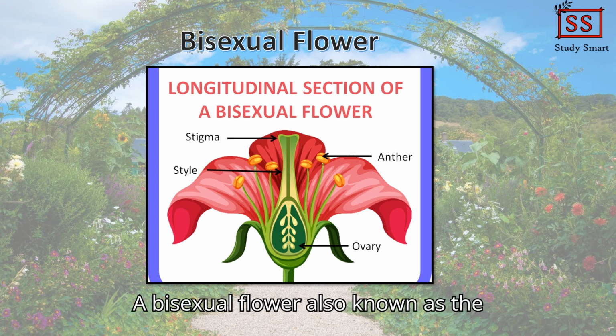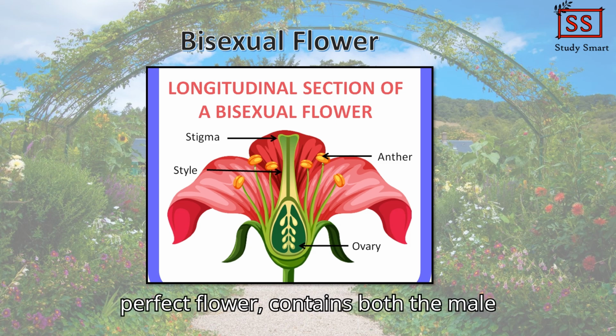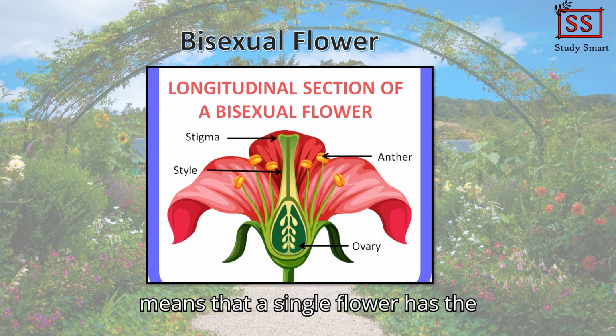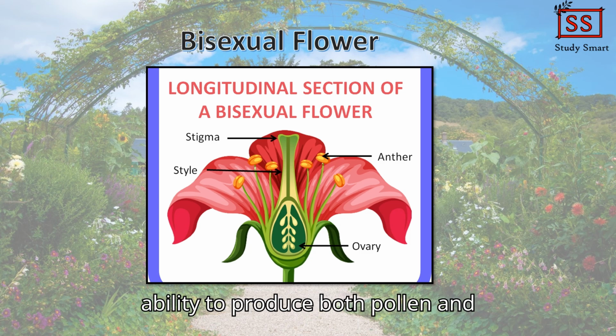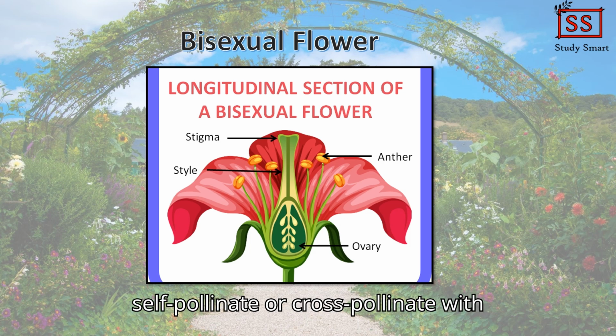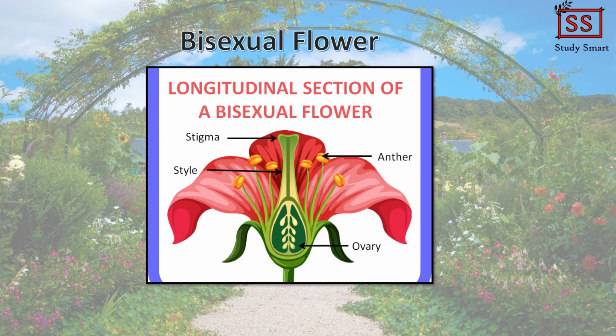A bisexual flower, also known as the perfect flower, contains both the male and female reproductive organs. This means that a single flower has the ability to produce both pollen and ovules, allowing it to potentially self-pollinate or cross-pollinate with other flowers.